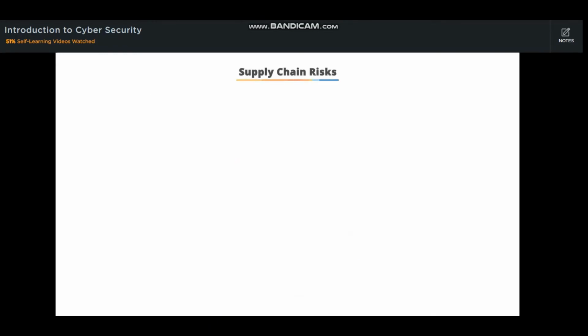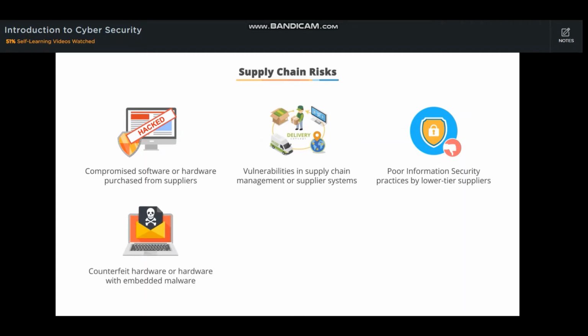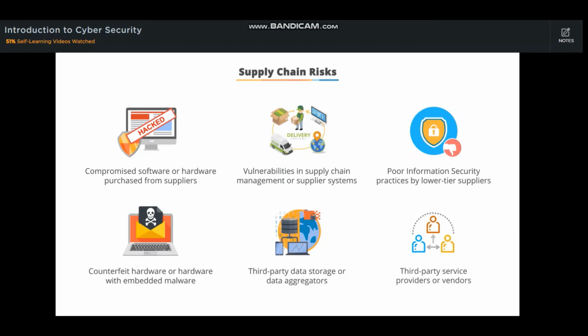Supply chain risks. Key supply chain risk is comprised of software or hardware purchased from suppliers, and includes vulnerabilities in supply chain management or supplier systems, sometimes as a result of poor information security practices by lower-tier suppliers. It can deal with counterfeit hardware or hardware with embedded malware, at times deals with third-party data storage or data aggregators, and also can deal with third-party service providers or vendors.